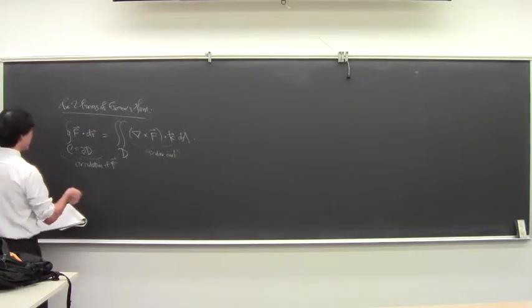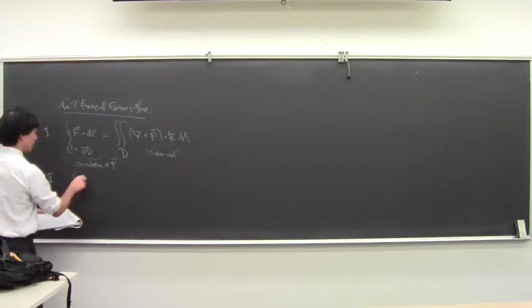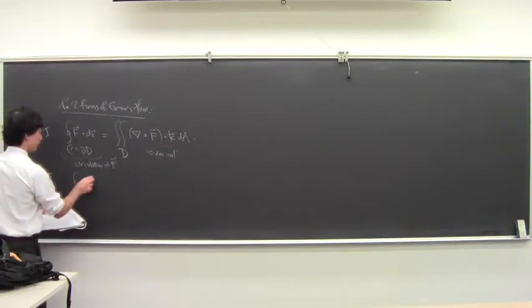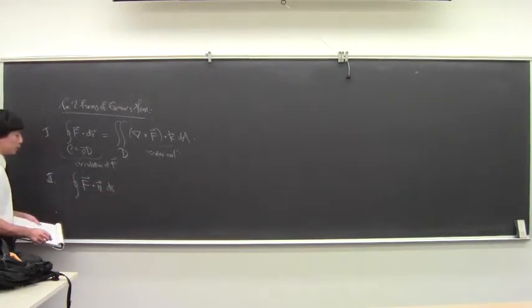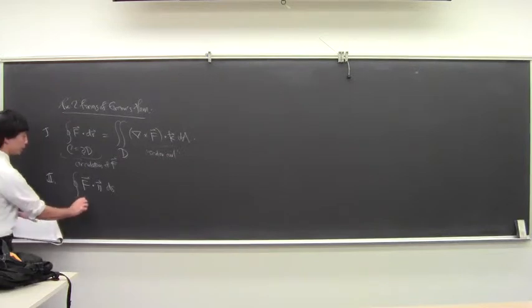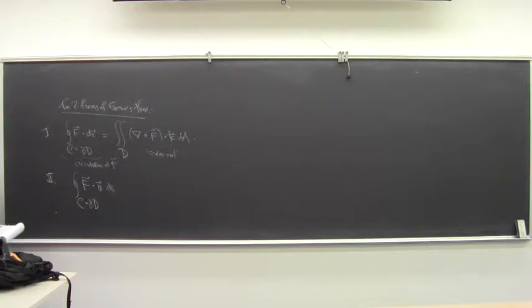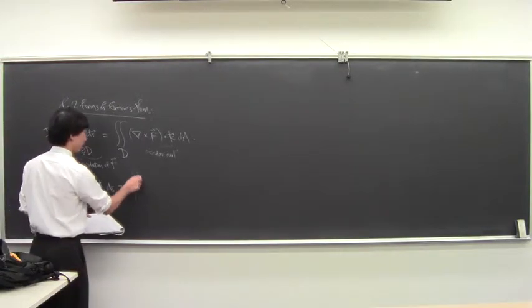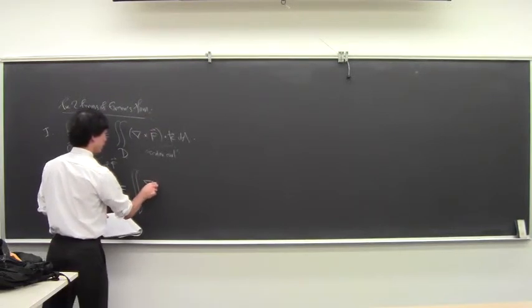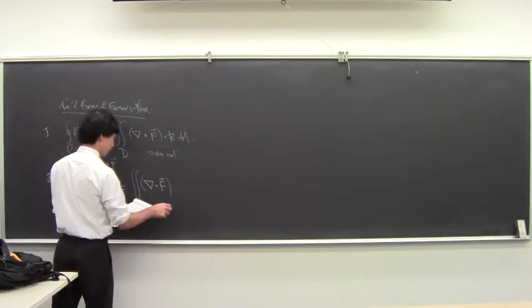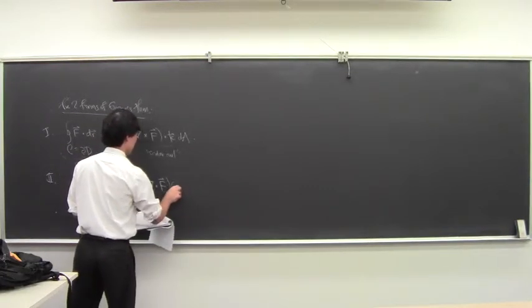And then we said that there was a second form, which said the following: if you take a field and you dot it against the outward unit normal vector over the boundary, then it turns out that that is equal to the integral of the divergence of the field on the interior.